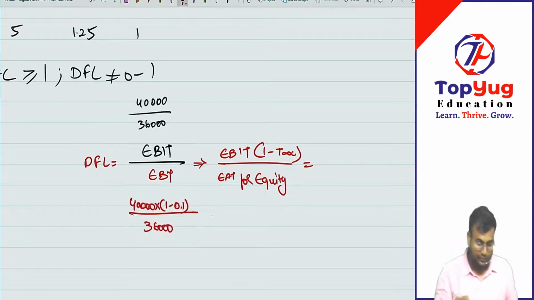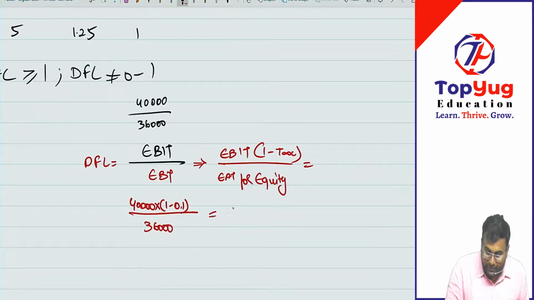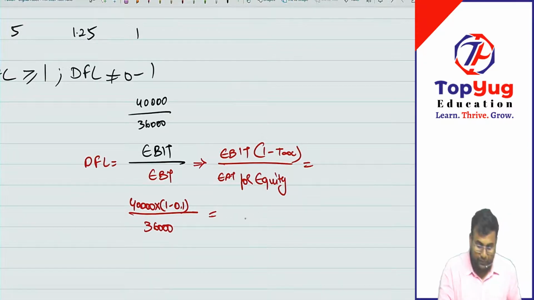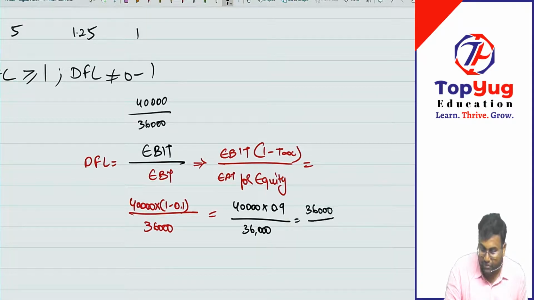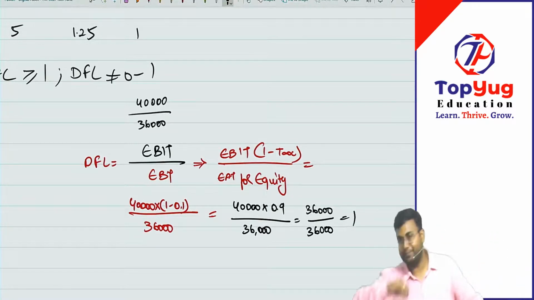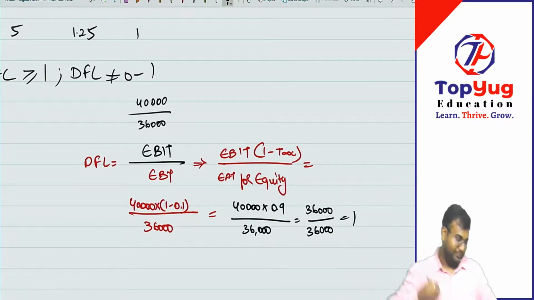Right? So what would be the answer? Very important. 40,000 into 0.9 divided by 36,000. Sir, how did 36 come? 40,000 into 0.9 is 36,000. Further, 36,000 divided by 36,000 is equal to 1. Mathematically proved, conceptually proved.